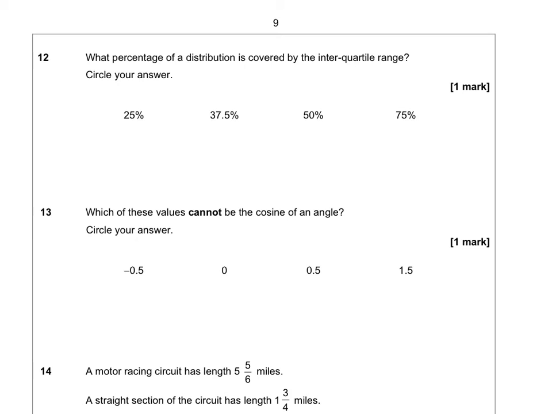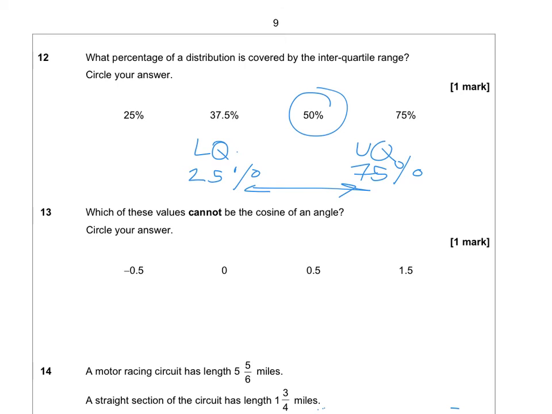Question 12. What percentage of a distribution is covered by the interquartile range? The interquartile range runs from the lower quartile, which is set at 25%, all the way through to the upper quartile, which is set at 75%, which means that the percentage of the distribution covered between the two is 50%.